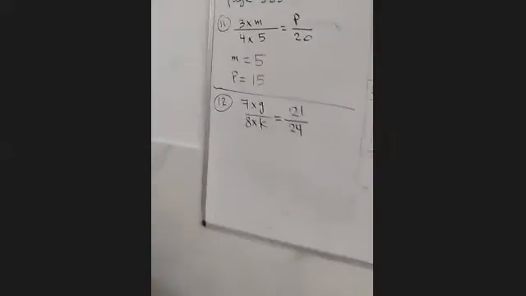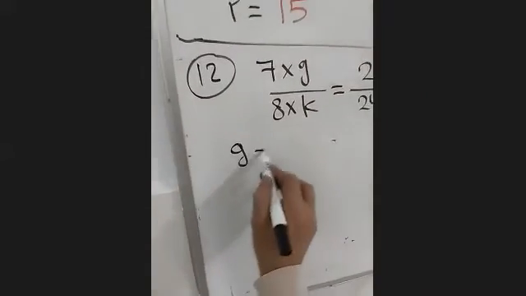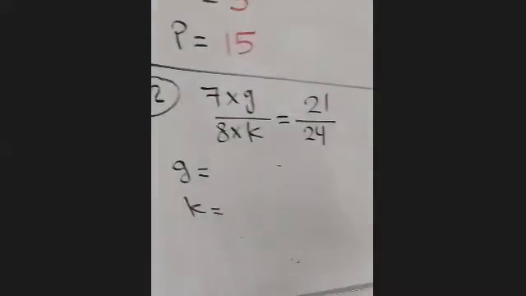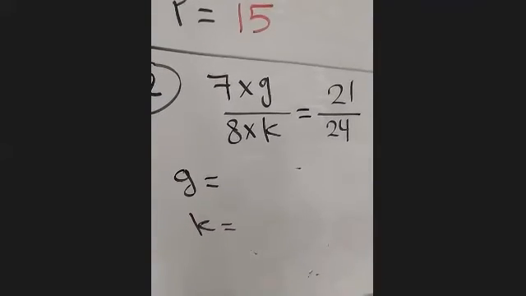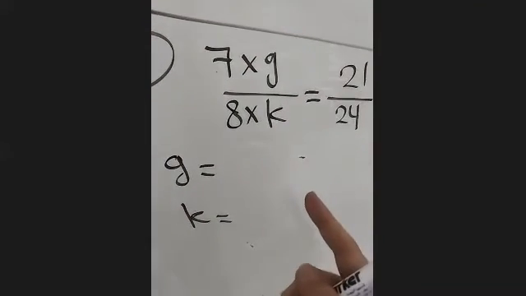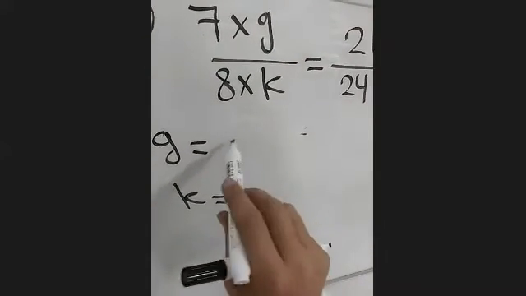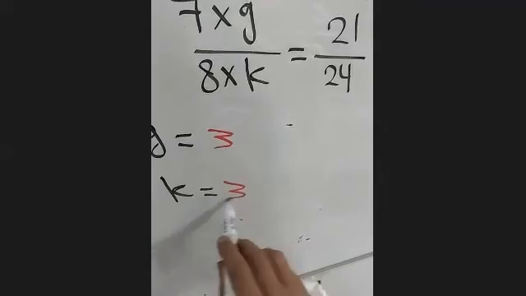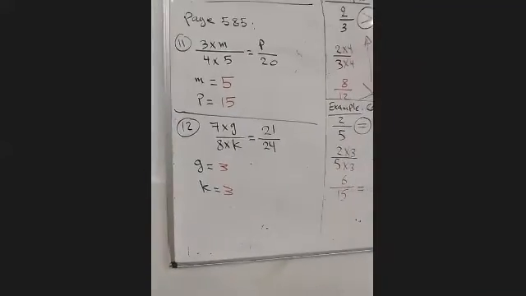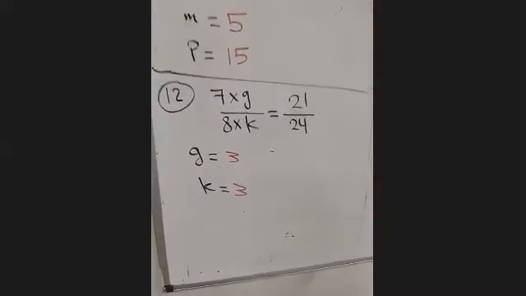G and K, right? Yeah. G is 3 and K is 3 because 7 multiply 3 equal 21 and 8 multiply 3 equal 24. Excellent. So both are what? 3. Excellent. So G is 3 and K is 3.